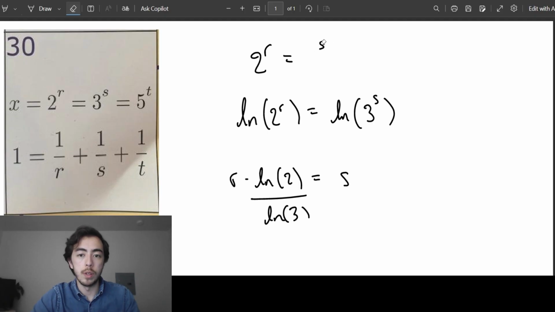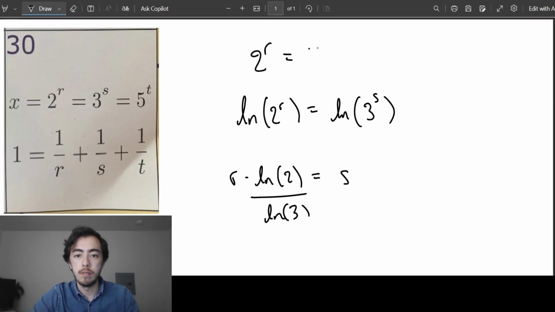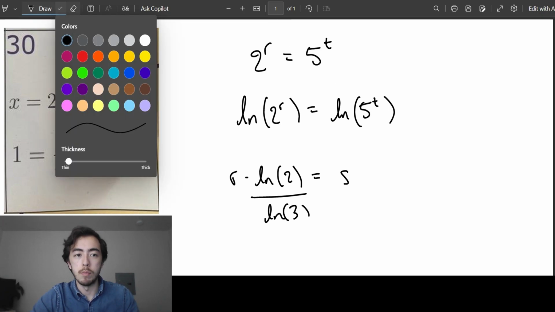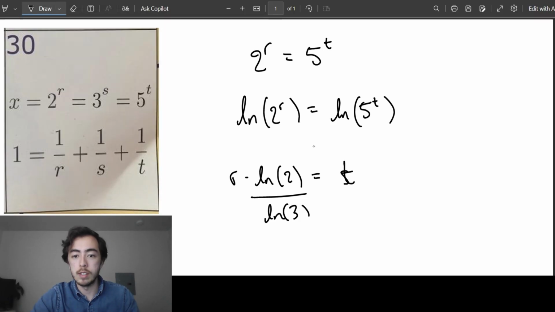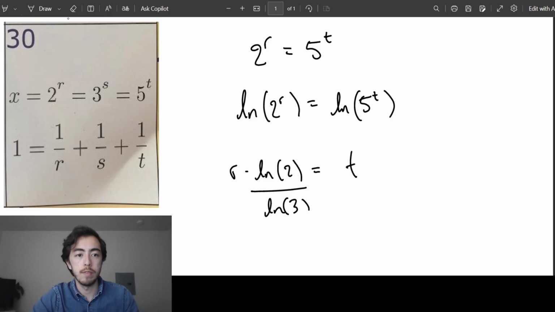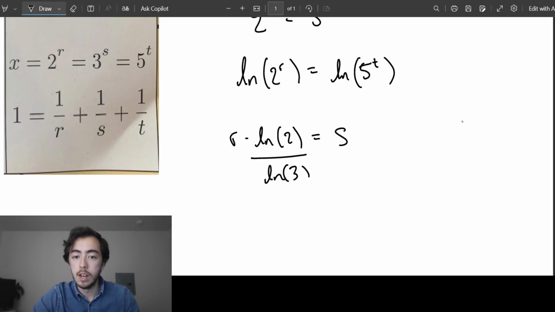Where I'll just, instead of doing 3 to the s, I'll just put 5 to the power of t right here. So that means 5 to the power of t would go right here, and that means t would be the thing that is now there instead of the s. And then instead of a natural log of 3 in the denominator, I would get a natural log of 5. So let me not mess up my previous work. This still mattered. But now I get, I think, r times natural log of 2 over natural log of 5. And this is my expression for t.